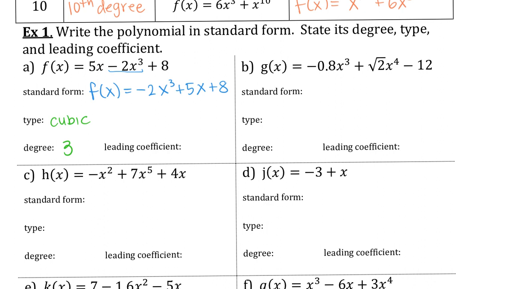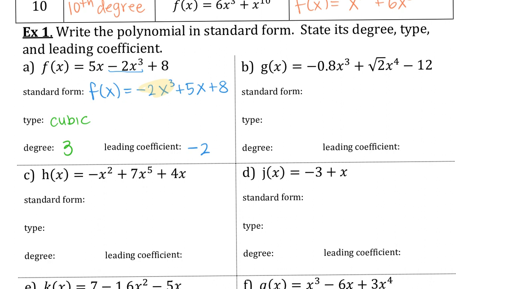Okay, the leading coefficient means on the x to the third term, which is this one here, what's the coefficient? The coefficient is the number in front of the x to the third. So in this case, the leading coefficient is -2. When you put it in standard form, it's the first coefficient. If it's not in standard form, it's whatever the highest exponent term's coefficient is.